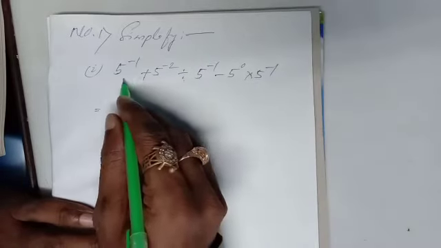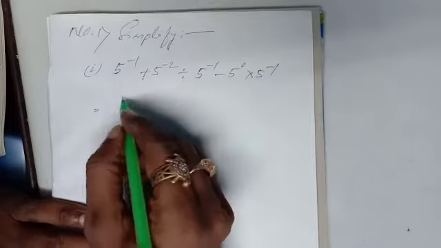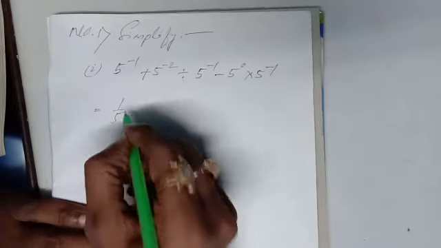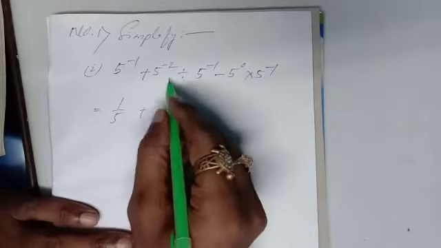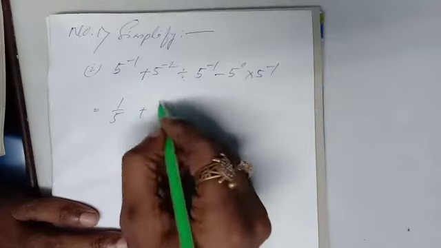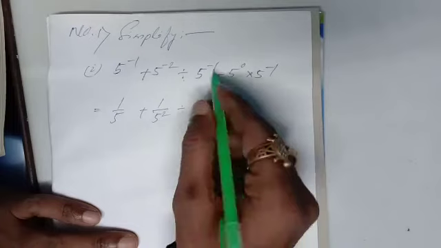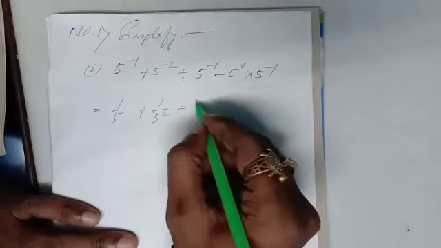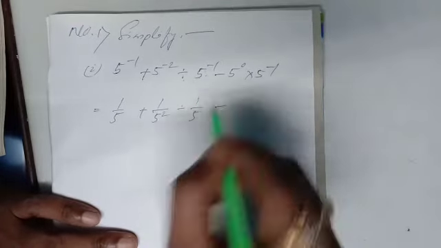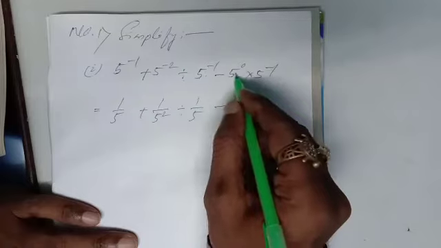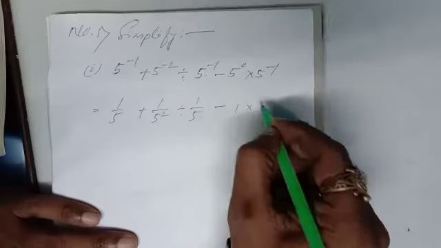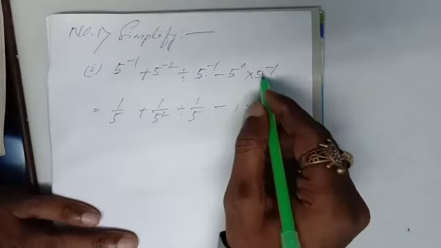What do you mean by this one? 5 to the power minus 1, if the power is minus 1, this will be 1 by 5 plus 5 to the power minus 2 means this will be 1 by 5 square. Divide sign, 5 to the power minus 1 means 1 by 5 minus 5 to the power 0, anything power 0 is 1, multiply sign 5 to the power minus 1 means 1 by 5.